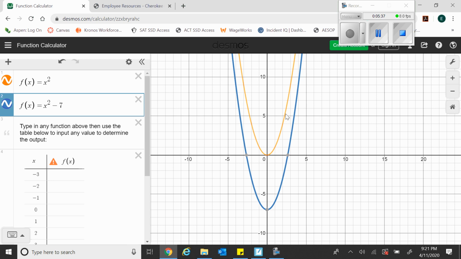And when we do, we get this blue graph. So the original orange graph is here at 0, 0, where the vertex is. Now the vertex is all the way down here at 0, negative 7. So what's happened is that the graph shifted down 7 units. So by subtracting 7 on the end, it shifted the graph down.